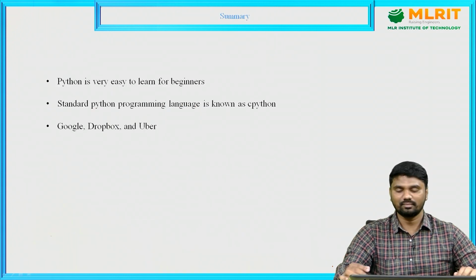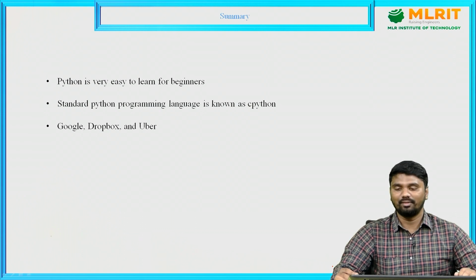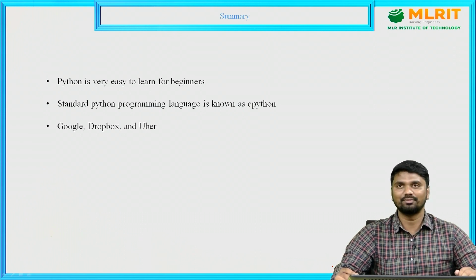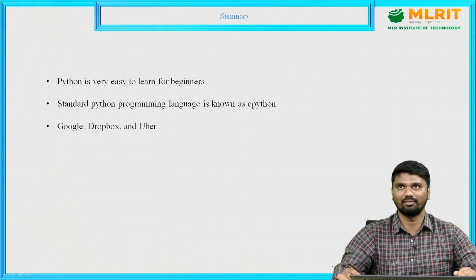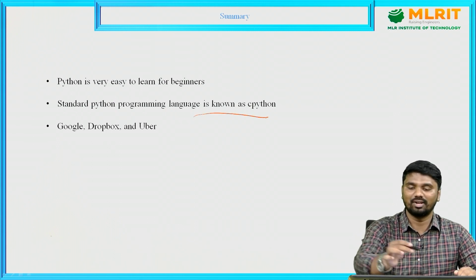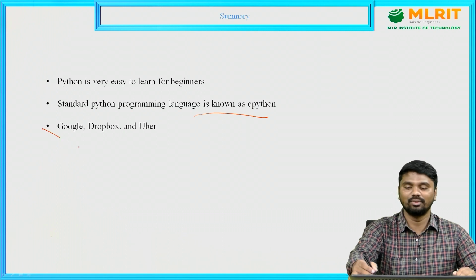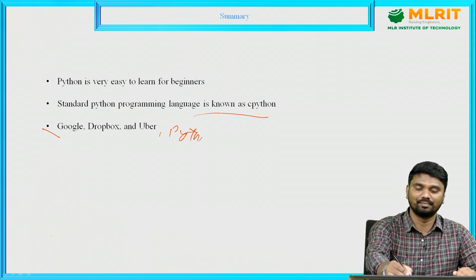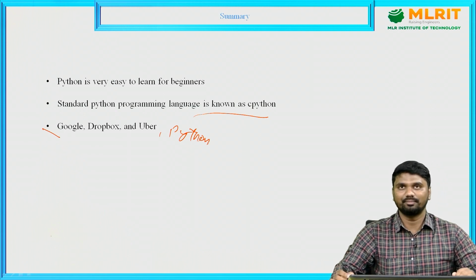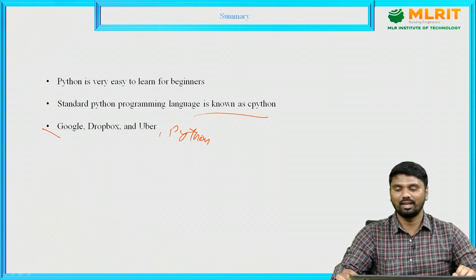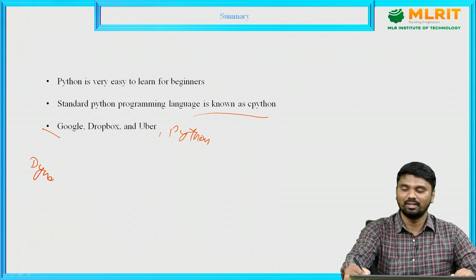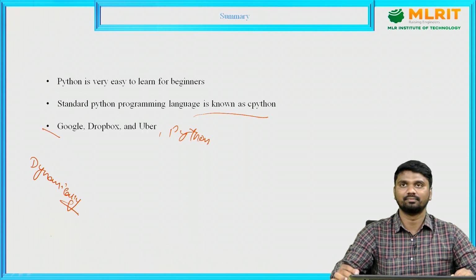Next, here is the summary. Up to the discussion of this topic, Python is very easy to learn for beginners. We saw the differences between the different programming languages, and the standard Python programming language is also known as CPython. Python is used by Google, Dropbox and Uber. Compared to other programming languages, the Python programming language contains more modules. It means it has a rich library, and it is a dynamically typed language.